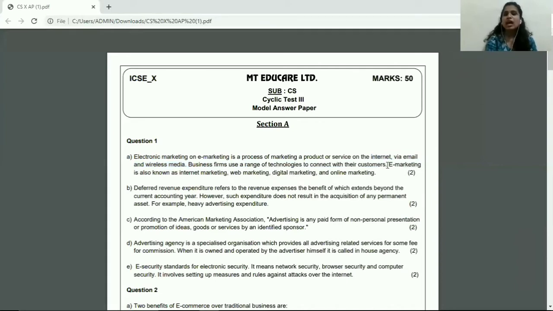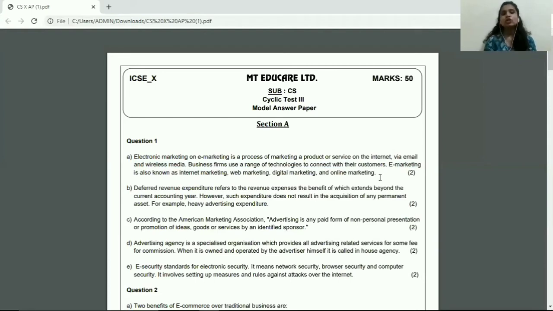You can also add this point that e-marketing is also known as web marketing, digital marketing, online marketing. So try to write at least 2 to 3 points of explanation. If you've included all these things in your answer, you earn your 2 marks.